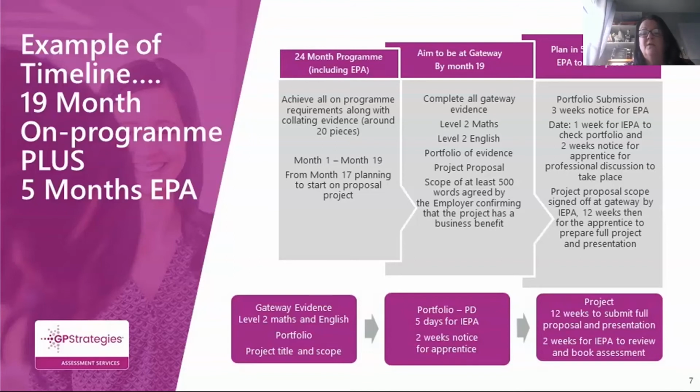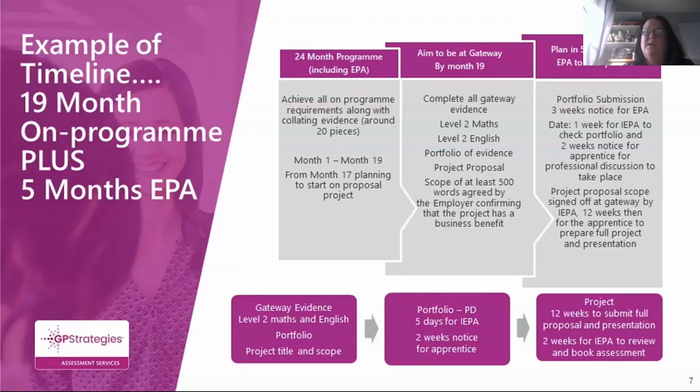So it's a scope of at least 500 words. And it's got to be agreed by the employer and they've confirmed that the project has a business benefit. That's really, really important. And again, there's a resource that GPSAS will provide that will be a scope project report.